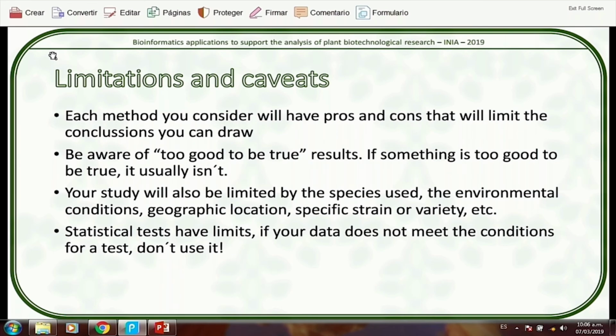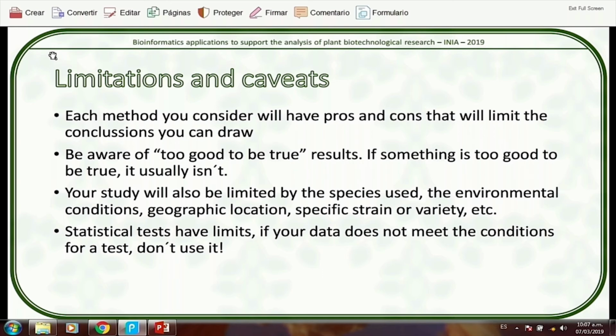Finally, limitations and caveats. This goes back to the method that you used. Each methodology presents its own limitations. It will have its own pros and cons, and that will limit the kind of conclusions you can draw from the results. You can use two different machines to measure the amount of chlorophyll in a leaf, or you can use three. Which one has better resolution? Which one has better throughput? That's the kind of thing you need to think about before you actually draw conclusions from the data you get.